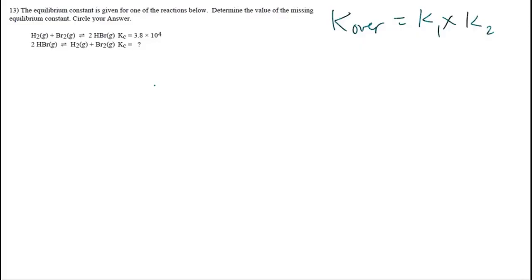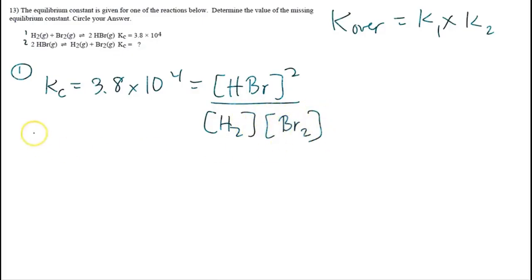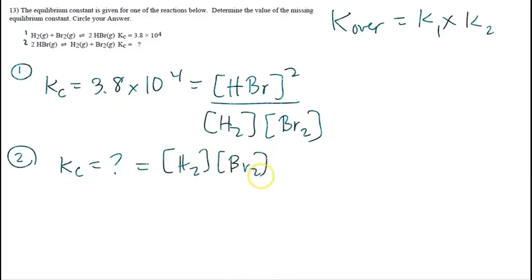the mass action expressions for both equations. So for example, for this first reaction here, and we'll call this one number 1, we know that Kc is equal to 3.8 times 10 to the 4, right? And that also is going to equal HBr squared divided by H2 and Br2. Okay, great. Now the second one, we don't know the Kc value. We do know the mass action expression is going to be H2 Br2, okay, divided by HBr squared.